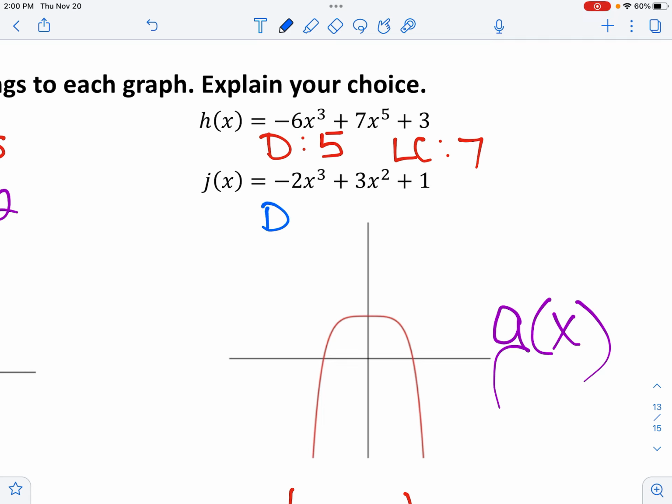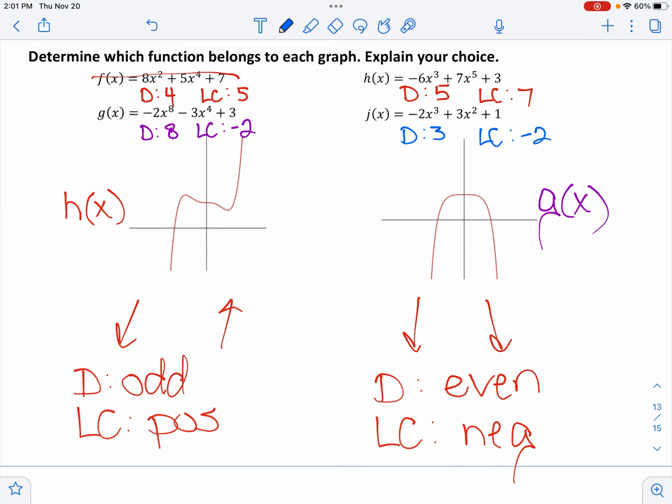I got a degree of 3, which is odd, and an LC that's negative. That one doesn't happen anywhere. So here are the two confirmed graphs for each of those.